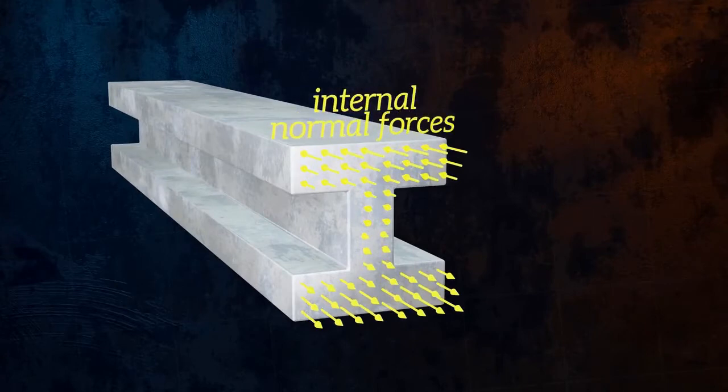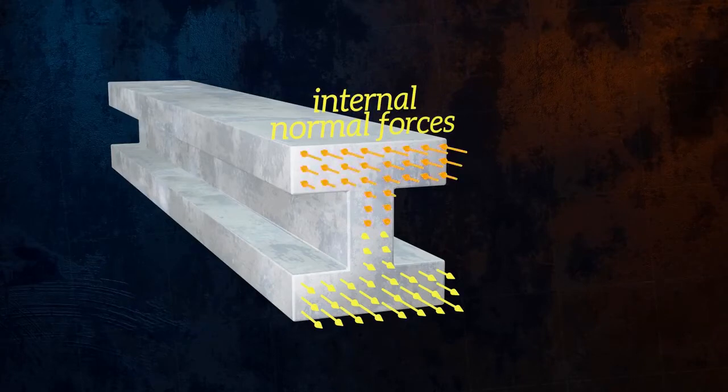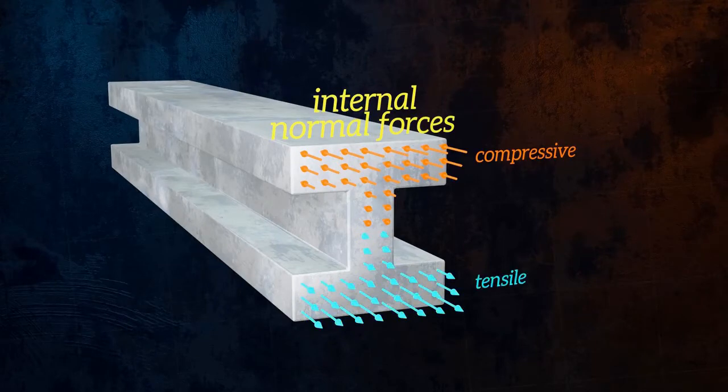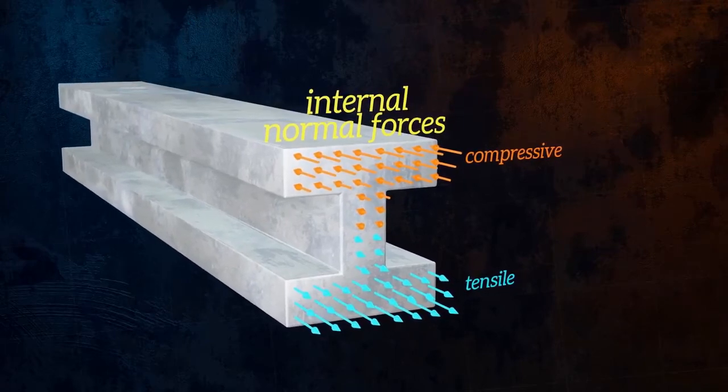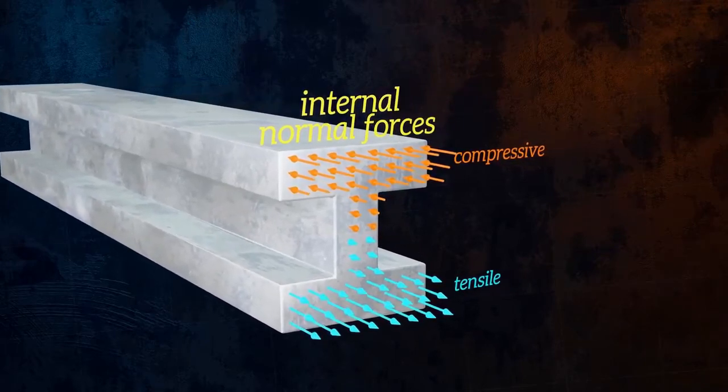These normal forces might be of two types. We can see here that some of the normal forces are acting towards the beam. It compresses the beam, so this normal force will be known as compressive force. On the other hand, some of the normal forces are acting away from the beam, which are known as tensile force.